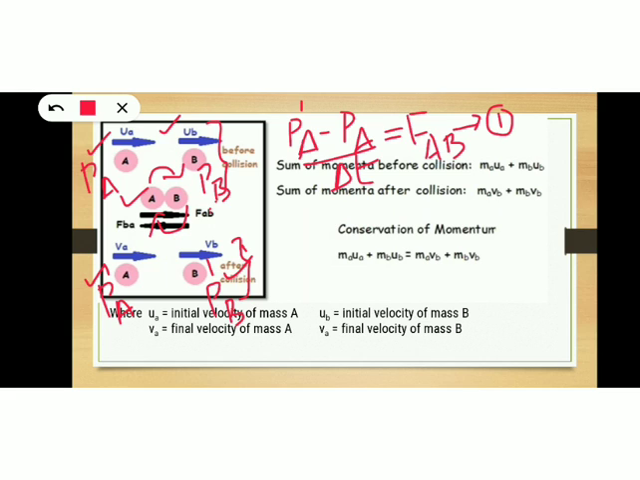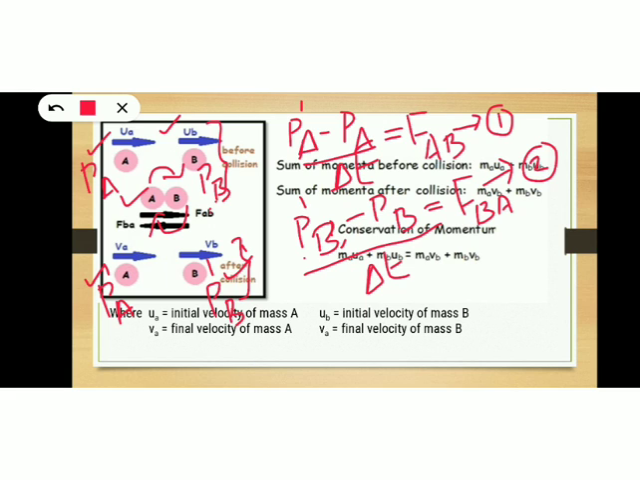Similarly, there will be a rate of change of momentum of B. The change in momentum of B is final momentum minus initial momentum, that is P dash B minus PB. Divided by time, it is the rate of change of momentum of B. So the rate of change of momentum of B is equal to the force exerted by A on B. So that is our second equation.